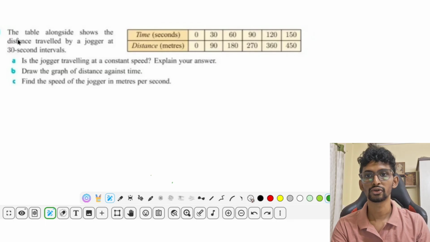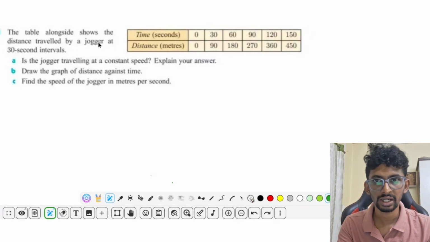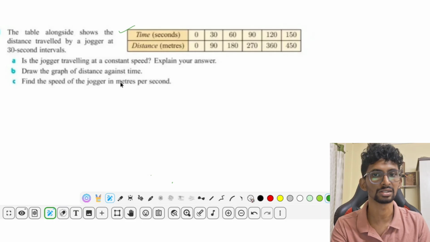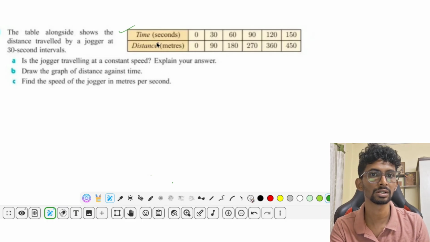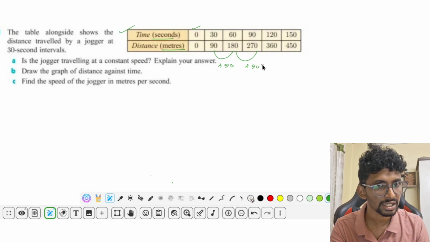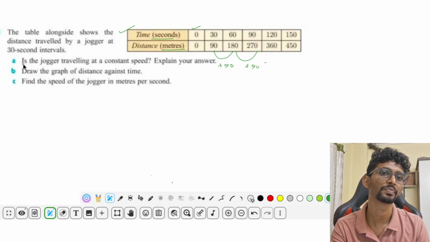Next, let's solve this question. Here they ask: the table alongside shows the distance traveled by a jogger at 30-second intervals. They gave a table where they compare time and distance. Time is in seconds, distance is in meters. Initially it was 0. After 30 seconds it covered a distance of 90 meters. In the next 30 seconds, again it covered 90 meters. Then at the end of 90 seconds it covered a distance of 270, that is, again it increased by 90 meters.